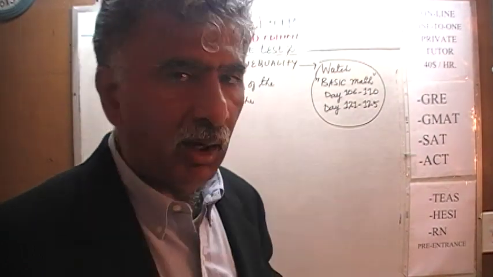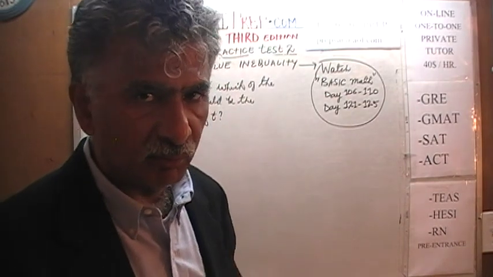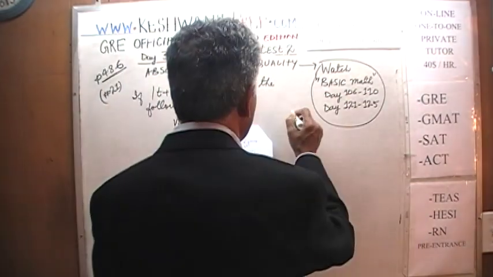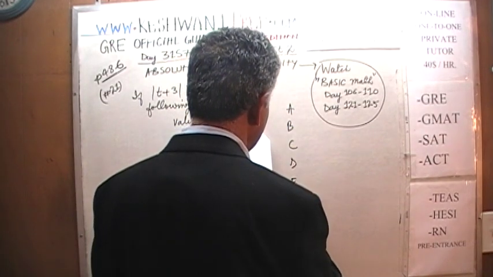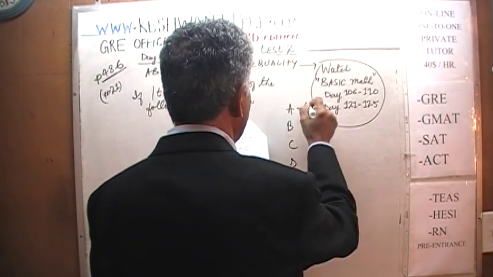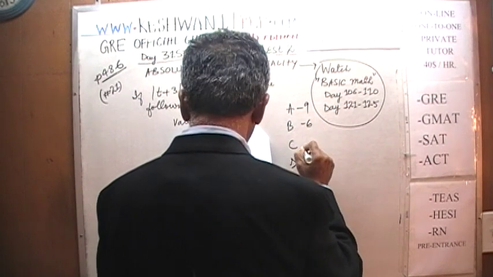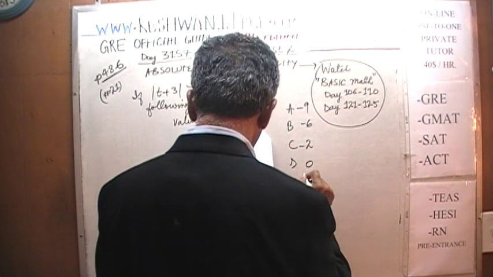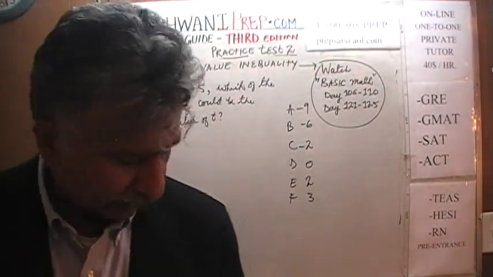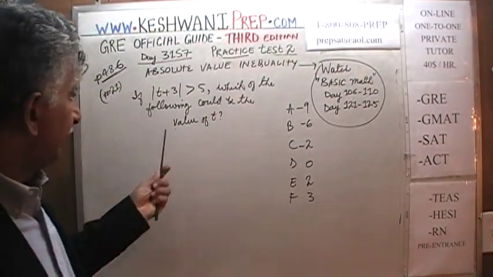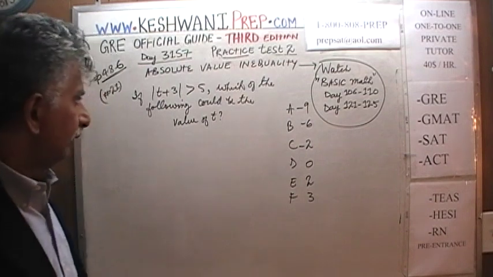sometimes I've seen as many as 8 answer choices or 10 answer choices. And our job is to mark all of the answer choices that work out of however many they give us, whether there are 6 or 8 or 10, doesn't matter. Here we have all the way through F: A, B, C, D, E, and F. There are 6 answer choices: negative 9, negative 6, negative 2, 0, positive 2, and positive 3. Let's see what we can do here. Any answer choice that does the job is a correct answer.